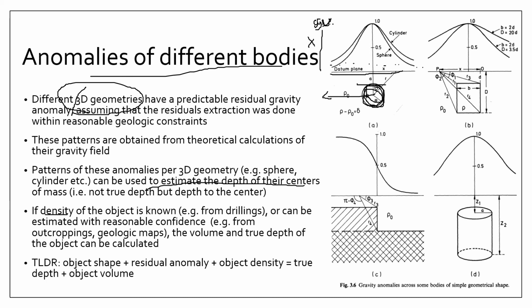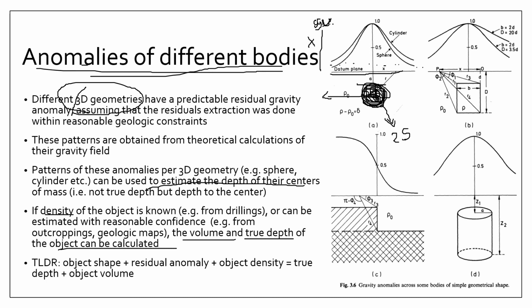Now, if you know the density of the object, so let's say this is an ore body with a propylitic alteration, and you know what kind of alteration and what kind of materials are in there, and let's say you know that the density is 2.5 grams per cubic centimeter, then from there you can actually calculate the volume and the true depth of your object. You can do that with these anomaly patterns.